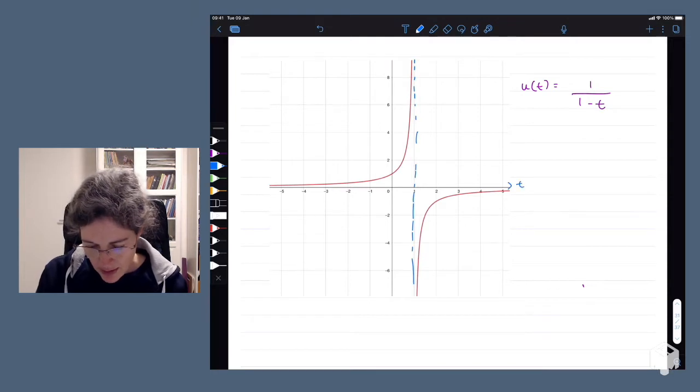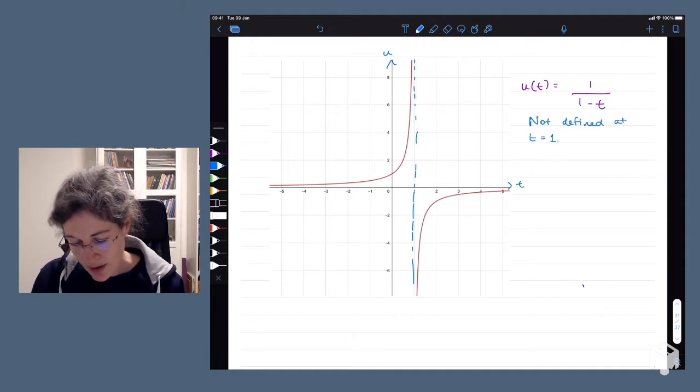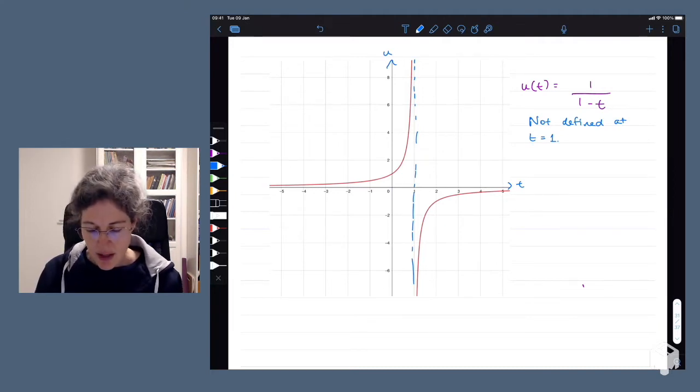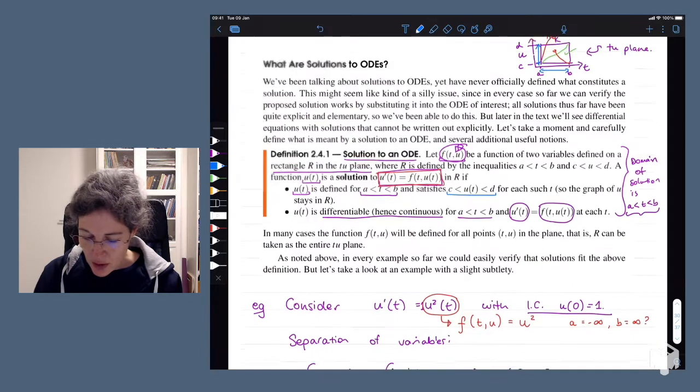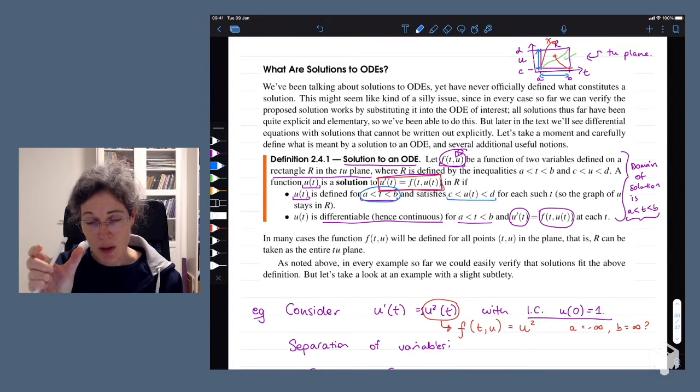So this is t, and that's u, and we're not defined at t equals 1. And this is a bit of a problem, because if we say that our solution is valid from minus infinity to infinity, then we have a point where our solution is not actually defined. And according to our definition of what it means to be a solution, you have to be defined everywhere within your domain, and that has to be a continuous strip.